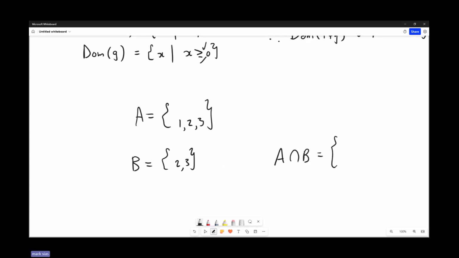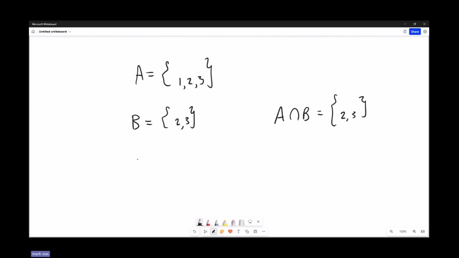So you will say to me, the intersection there, what are the common elements of A and B? It's 2 and 3. Can you see that? You don't say 2 or 3. You say 2 and 3. Can you see that? The way you speak, yes. You said 2 and 3. You didn't say 2 or 3. So that is intersection. Can you see that?